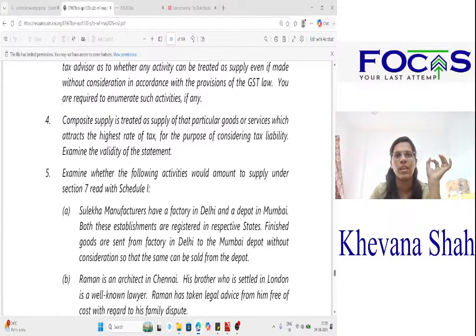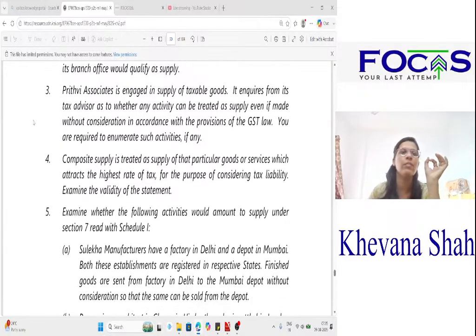Now, coming to the third question. Prithvi Associates is engaged in supply of taxable goods. It inquires from its tax advisor as to whether any activity can be treated as supply even if made without consideration in accordance with the provisions of the GST law. You are required to enumerate such activities if any.